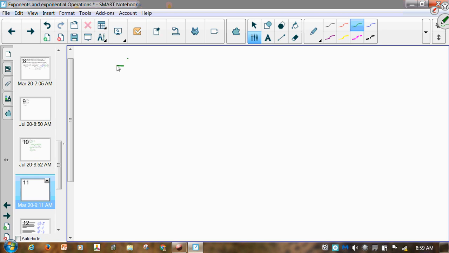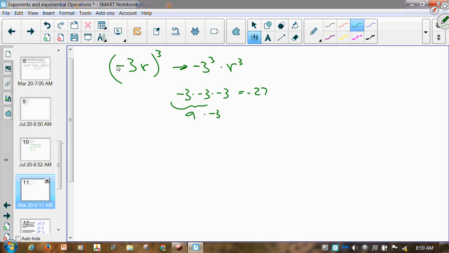But suppose I had minus 3r raised to the third power, right? Now what I've got is, and again, separating these out and applying the parentheses, minus 3 cubed times r cubed. Excuse me. Okay, so what is minus 3 cubed? Well, we've got a negative number raised to an odd power. So I've got minus 3 times minus 3 times minus 3. Minus 3 times minus 3 becomes a positive 9 times a minus 3, which is minus 27, okay?